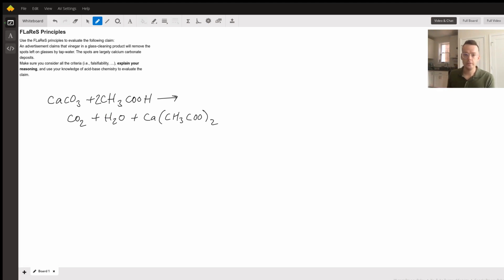So taking a look at the first principle, which is falsifiability. So thinking of any situation or evidence that would prove this claim to be false. The claim is just that the vinegar in the product will clean the spots. And so the falsifiability here is that the vinegar will not clean the spots. And so the first criteria for the Flair's principles of falsifiability is true.